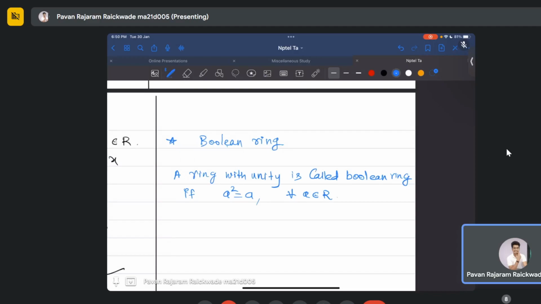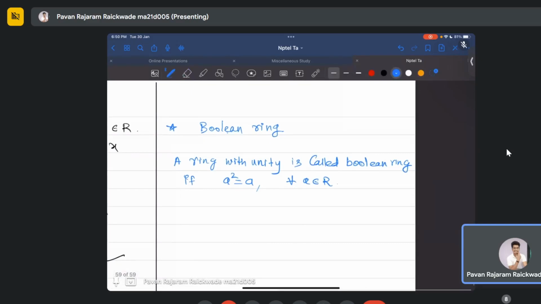Yeah, so this is your Boolean ring. Can you give... The question is, prove that every Boolean ring is commutative.